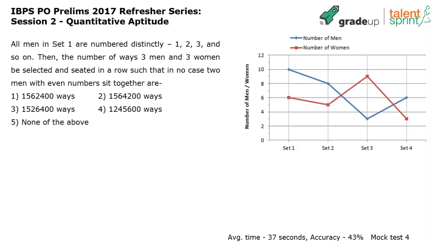Such that no 2 men with even numbers sit together. No 2 men with even numbers sit together. It's not a simple question. You have to consider all the possible cases and then try to get the answer. Skip this question. I think the best way to solve is to skip it.